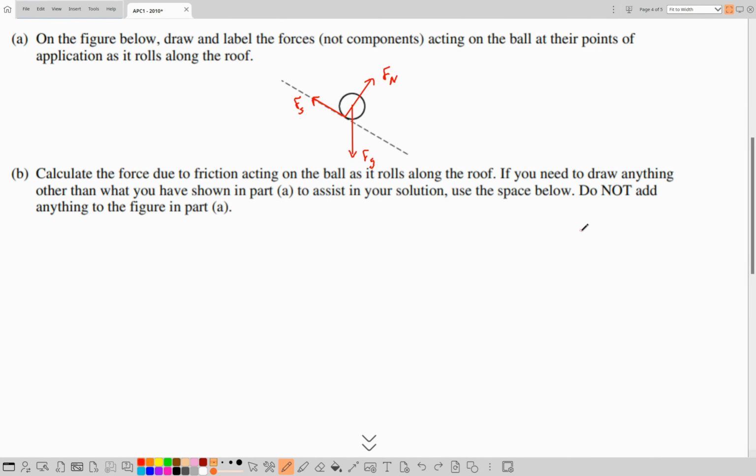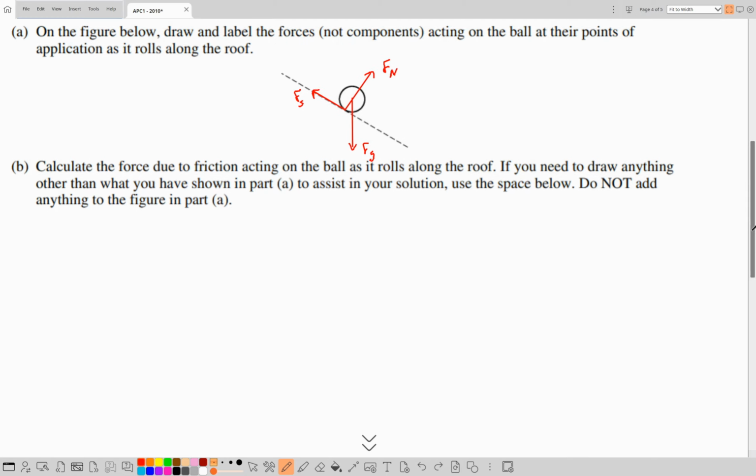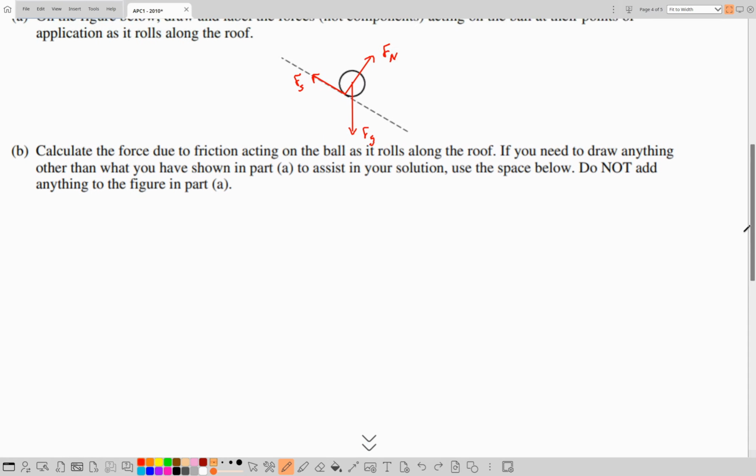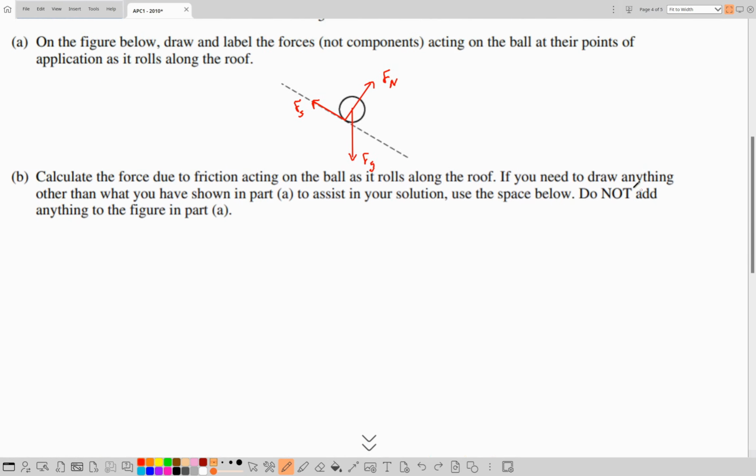Part B: calculate the force due to friction acting on the ball as it rolls along the roof. If you need to draw anything other than what you have shown in part A to assist in your solution, use the space below. Do not add anything to the figure in part A, and this is usually known for the free body diagram. So for the FBD, we don't add anything to our diagram.